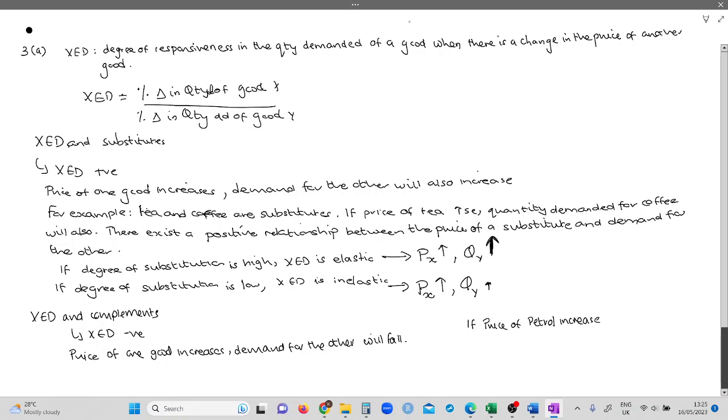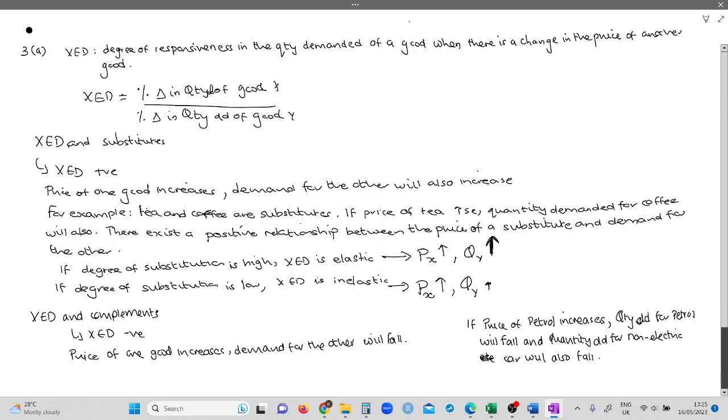I'm not talking about electric cars, only cars using petrol. If price of petrol increases, what will happen? The quantity demanded of petrol will fall. Quantity demanded for petrol will fall. And the quantity demanded for non-electric cars, those who need petrol, will also fall.